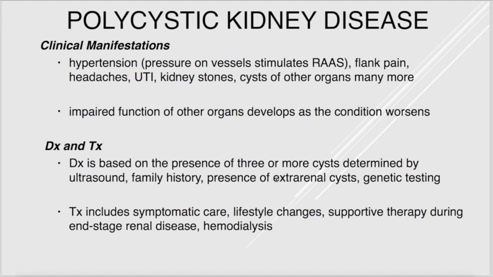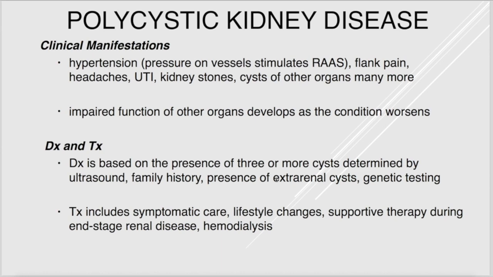So since this is a mutation, it's not just in the kidney, so they'll have cysts on things like the liver, cysts on the pancreas. So these cysts are not confined to the kidneys. And those cysts on other organs can impair their function just like they impair kidney function. So as far as diagnosis, it's based on the presence of 3 or more cysts seen by ultrasound. Also a family history and genetic testing can tell you if you have this disease. And the presence of these extrarenal cysts, these cysts on other organs, that's a huge finding.